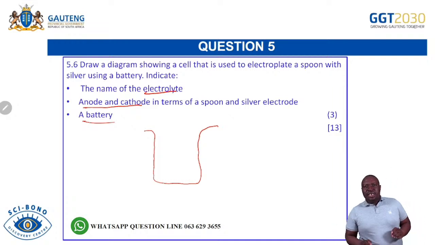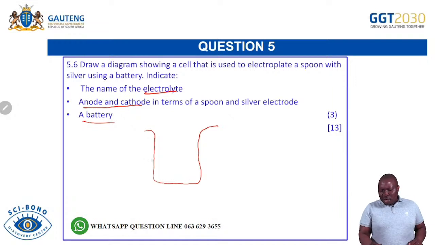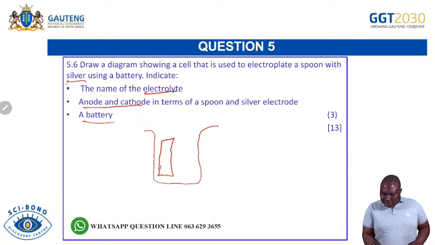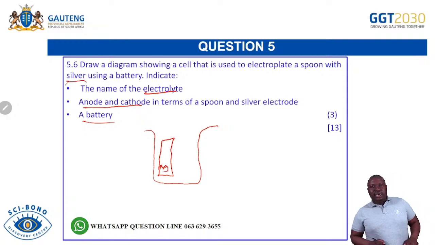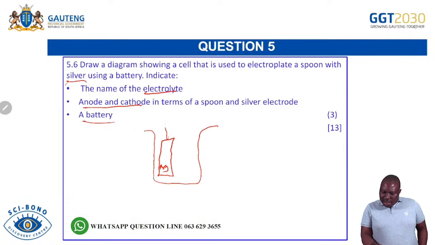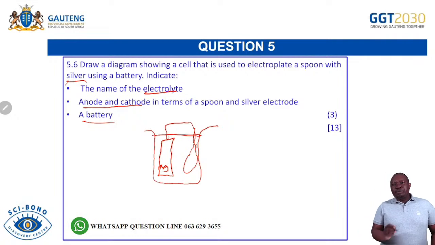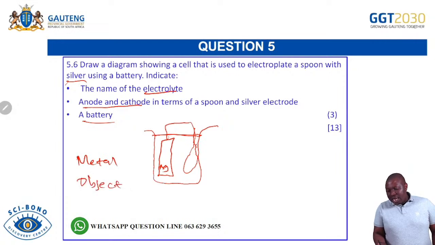So what is happening during electroplating? What we are having is a metal. In this case, they told us that the metal is silver. So we are told that this is Ag. Silver is Ag. So you are having a spoon. I wish I could draw a spoon. Look at my spoon. I've tried my best. So that is a spoon. So it means during electroplating, we are having a metal and an object.